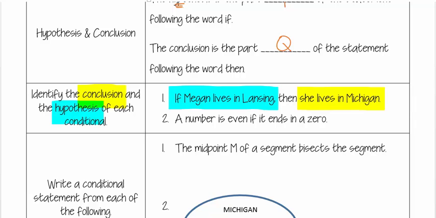Now this next one's a little trickier. It says a number is even if it ends in a 0. Now the word then is nowhere in here, but there will always be the word if. So look for that. If it ends in 0, that's our hypothesis. Then as a result, a number has to be even. So sometimes it can be backwards. Some of the IXL that you're going to do today ask you to do just that.